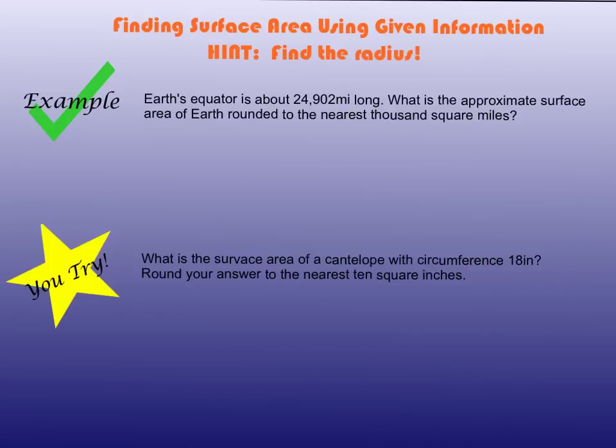The next thing we have to do is we're going to look for the surface area of the sphere. However, we're given different information, not the exact information that we need. So a hint to you is that you need to find your radius somehow. In this example, the Earth's equator is about 24,902 miles long. What is the approximate surface area of the Earth rounded to the nearest 10,000 square miles? So that's important. The other thing is that the Earth's equator is 24,902 miles long.